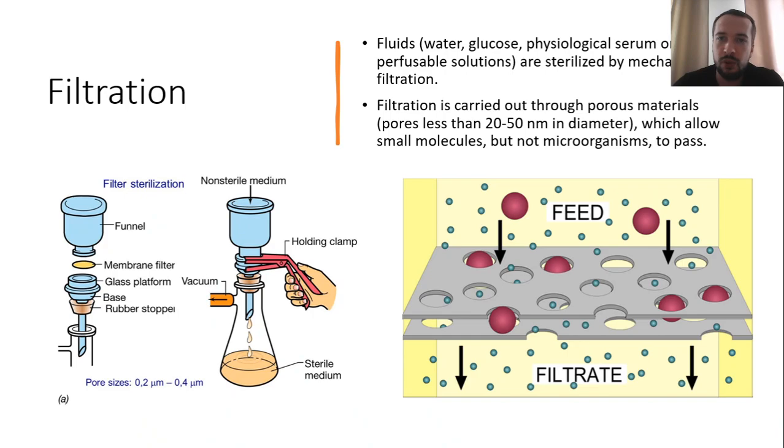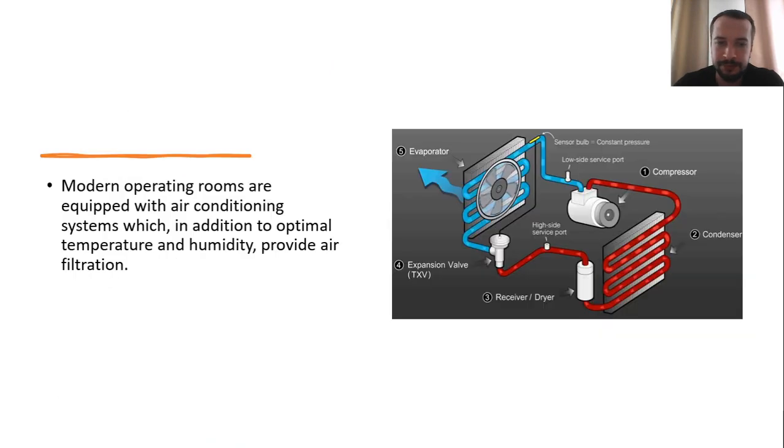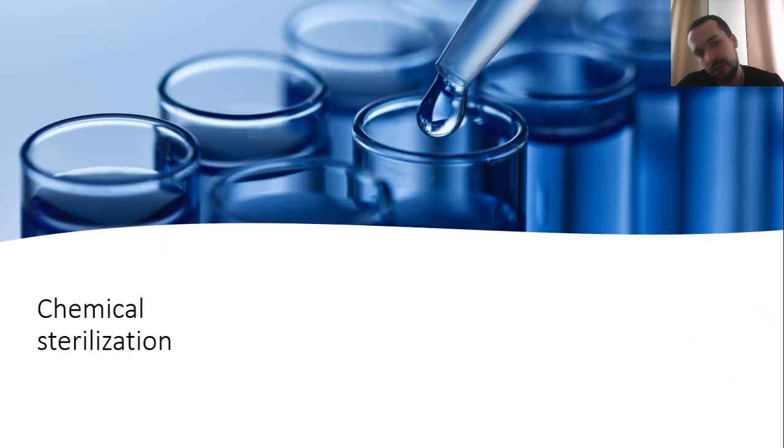Filtration. Fluids, water, glucose, physiological serum, or other perfusible solutions are sterilized by mechanical filtration. Filtration is carried out through porous materials, with pores less than 20-50 nanometers in diameter, which allow small molecules, but not microorganisms, to pass. Modern operating rooms are equipped with air conditioning systems which, in addition to optimal temperature and humidity, provide air filtration.